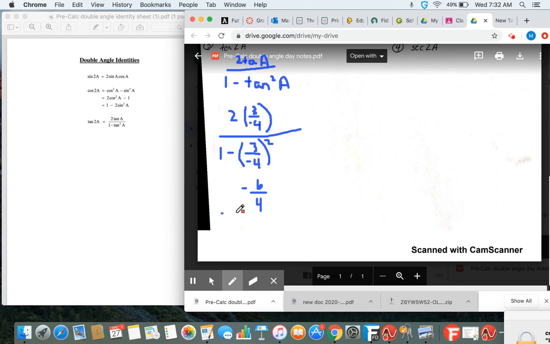Try to do one step at a time in the denominator. Running out of room, so I'm going to come up here and simplify that a little for you. If I square this fraction, I know I'm going to get 9 over 16. And it's going to be a minus. Since we're subtracting fractions, we know we have to have a common denominator, so I'm going to make this 1 just 16 over 16.